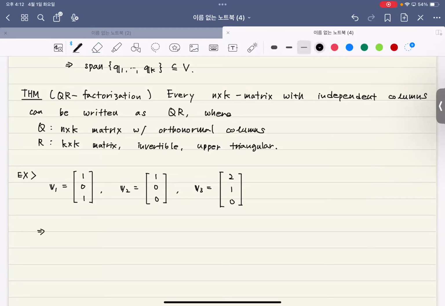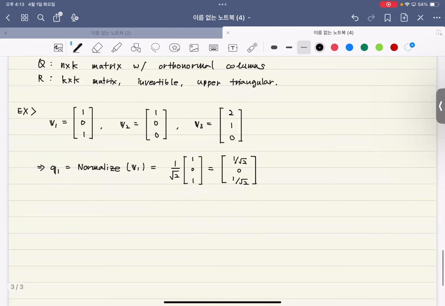What is Q1? Q1 is a normalization of V1. The length of this vector is just square root of 2. So Q1 is 1 over square root of 2 times (1, 0, 1). Okay, not a big deal.